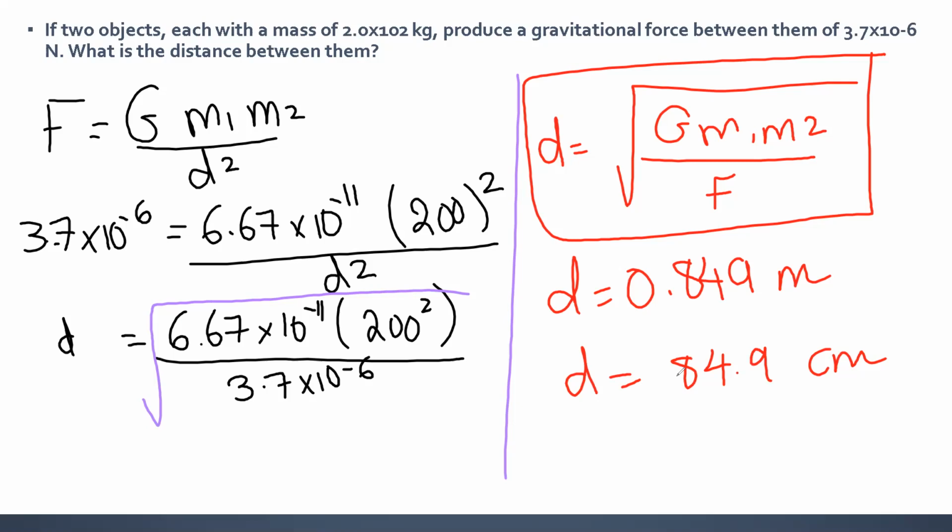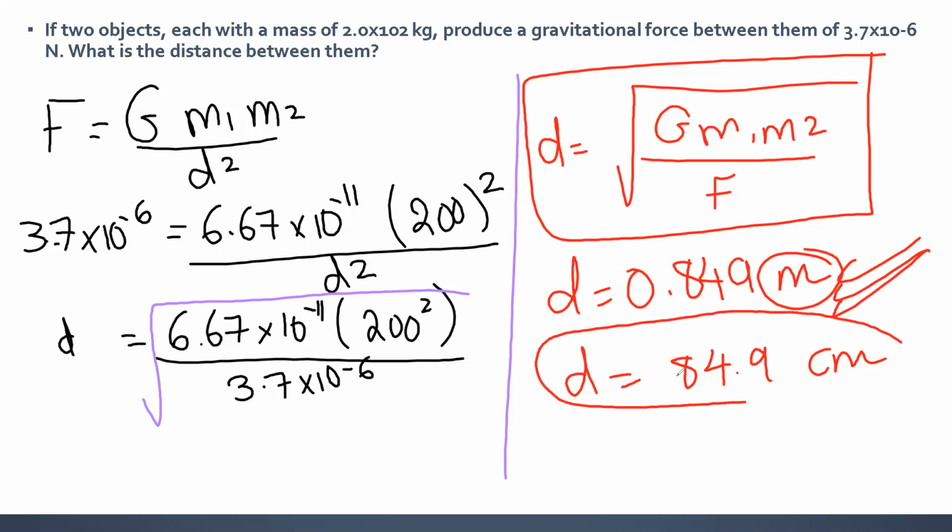Teacher, the distance, shouldn't it be in meter? It's a meter, 0.849 meter. I mean, it equals 84.9 centimeter. No, it must be in meter. But if you have, as an example, something like this in the choices, you have to know how to convert it. Okay, teacher.